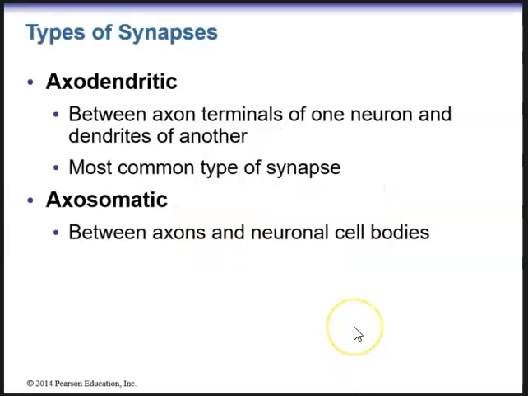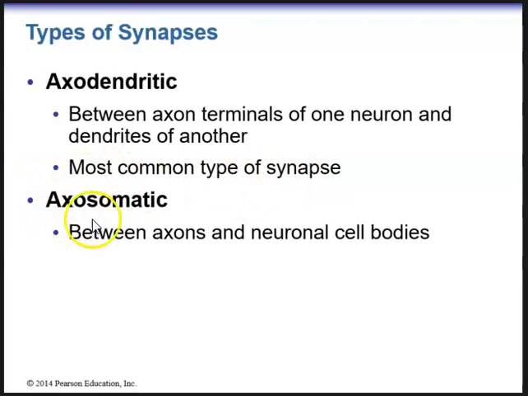And then we have different types of synapses. So we have an axodendritic synapse. The axodendritic synapse is between the axon terminals of one neuron and the dendrites of another. So the presynaptic neuron will send its signal along the axon, and then the terminal bouton will end on a dendrite of the postsynaptic neuron. And this is the most common type of synapse.